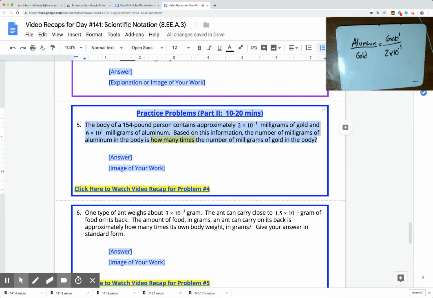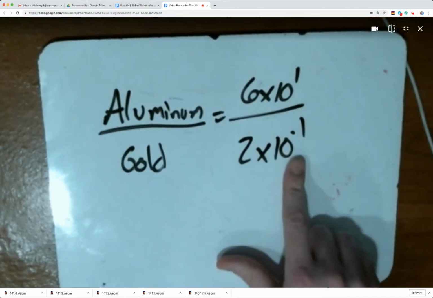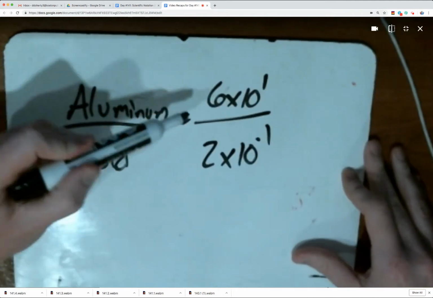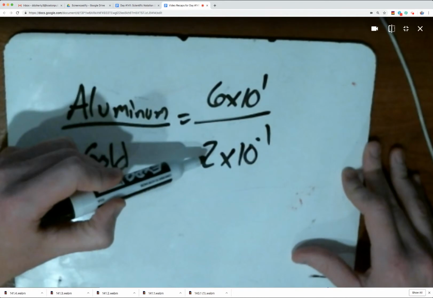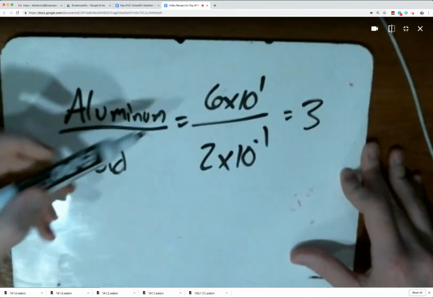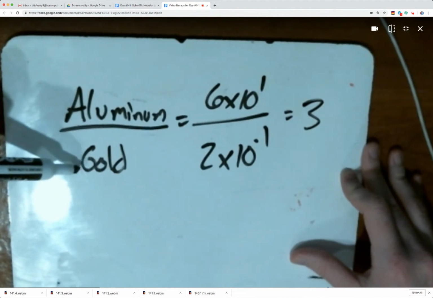Whenever I'm comparing how many times larger one number is than the other, it's really kind of a division problem, or orders of magnitude is another way to think about it. I want to think first for the coefficient. 6 is how many times larger than 2. I know 6 divided by 2 equals exactly 3. So I know the coefficient for aluminum is 3 times greater than the coefficient for gold.